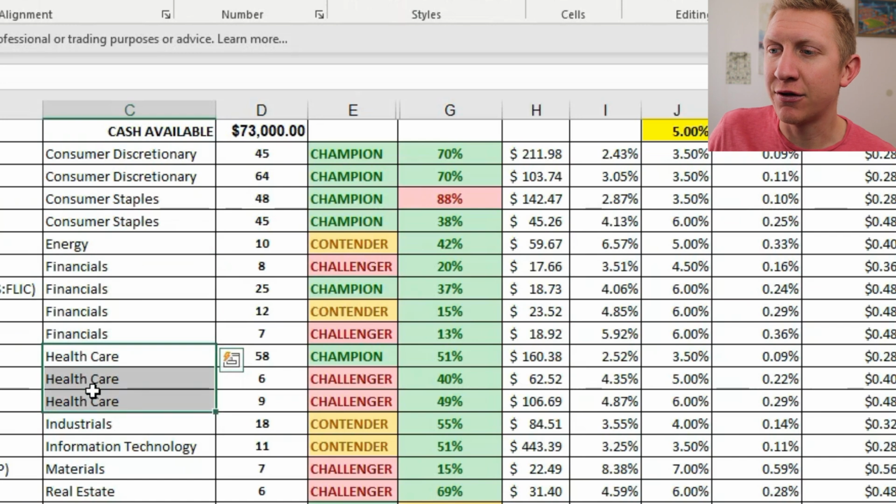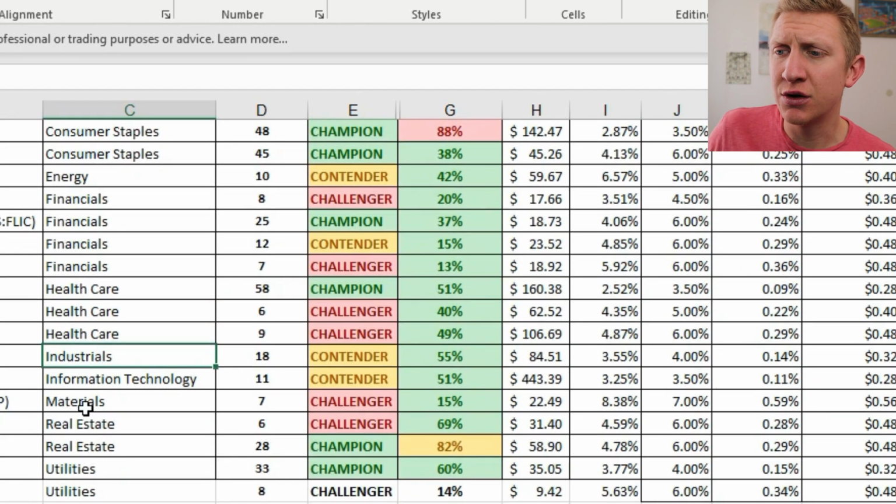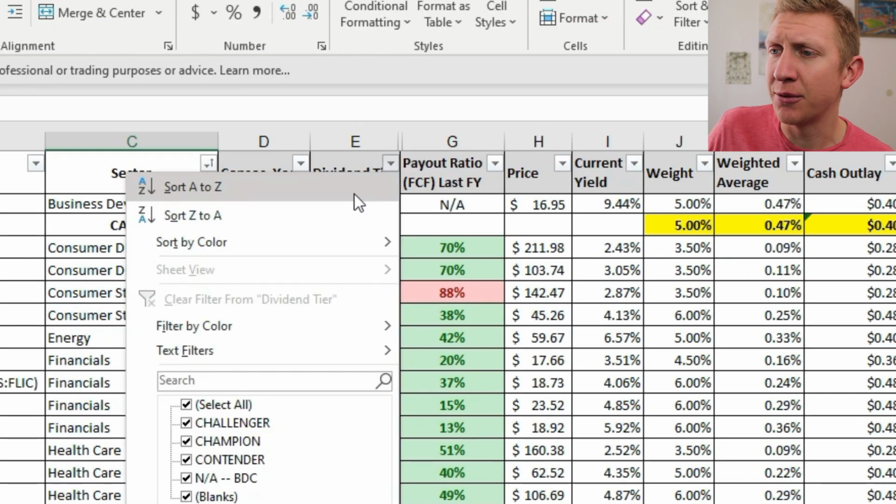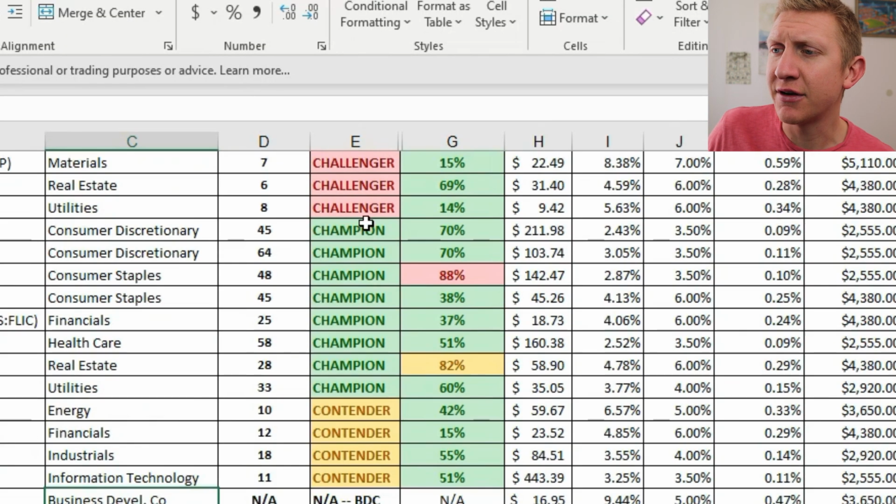I've got 3 different healthcare stocks. I've got 1 stock in the industrial sector, 1 in information technology, 1 in materials, 2 in real estate, and 2 in utilities. Furthermore, if we look at the breakdown based on dividend tier, you can see here I've got a pretty good blend here.